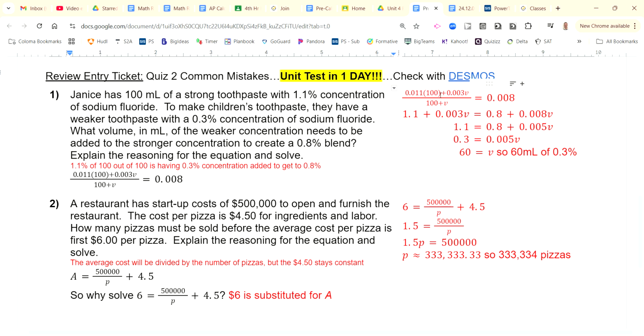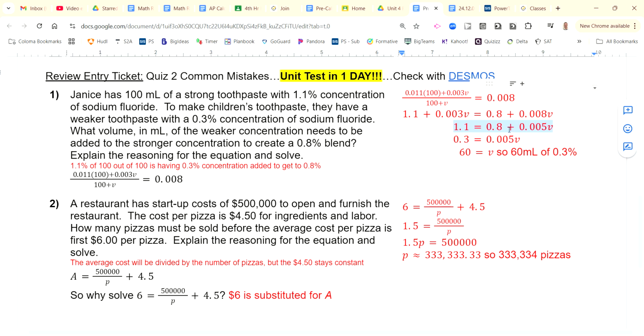Solving that thing. We multiply, we get 1.1. We cross multiply. 100 times 0.008 gives us 0.8. And then V times 0.008 gives us the 0.08V. From there, subtract and combine your like terms. So I'm going to subtract 0.003V from 0.008V and get the 0.05V.